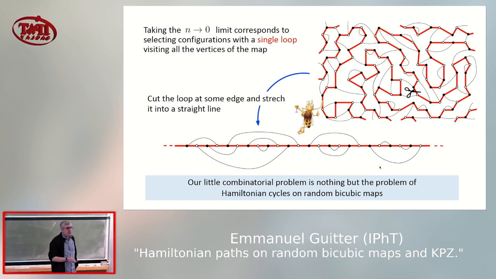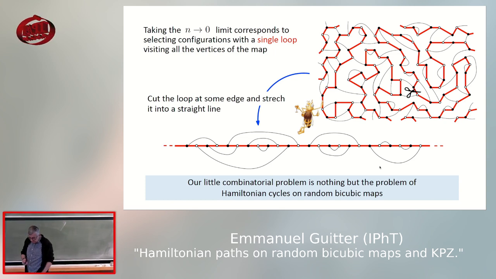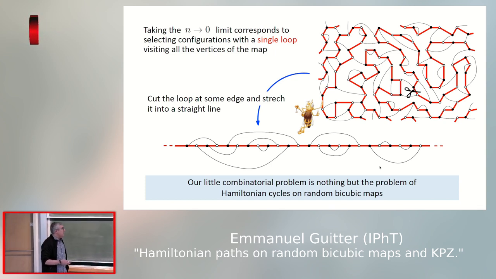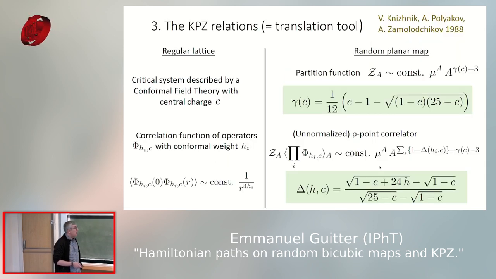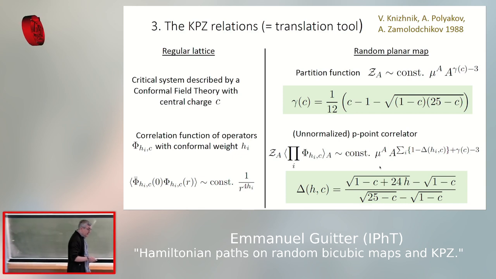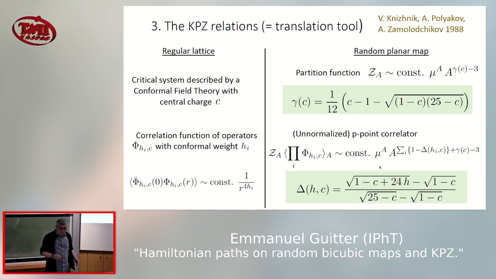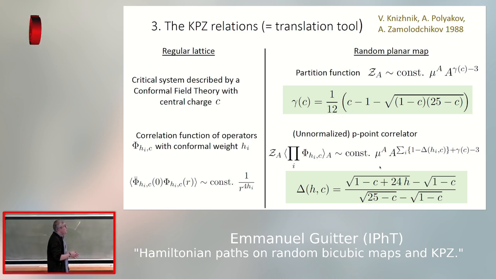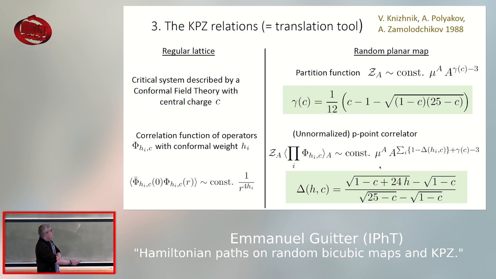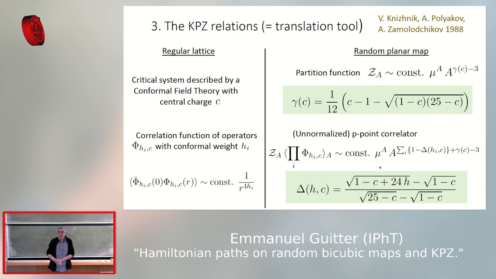Are there any questions here? Okay, so why is it interesting? Because we know that we can relate some results on the regular lattice to results on the random lattice. So by the way, the correct name is random planar maps.